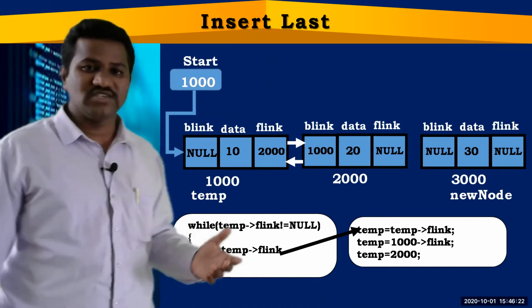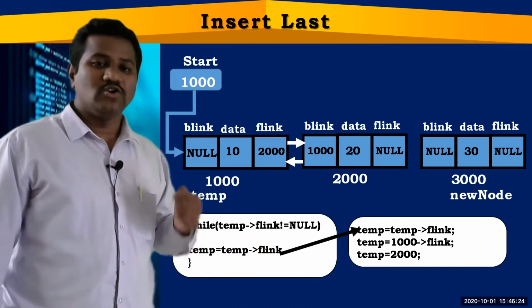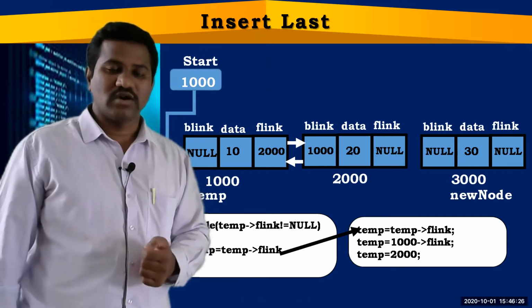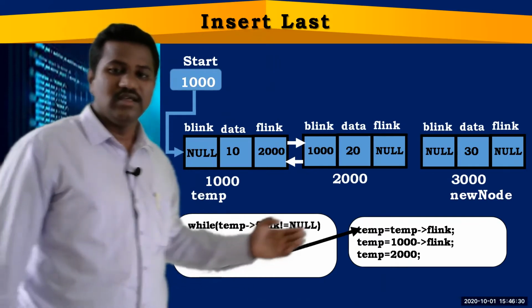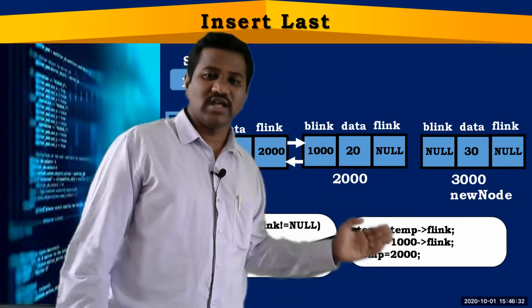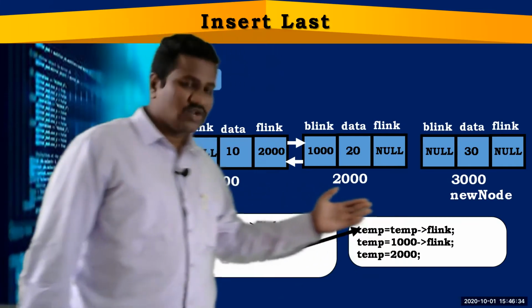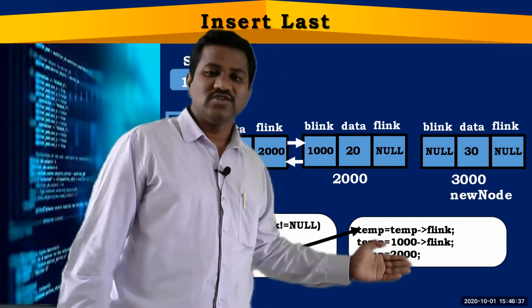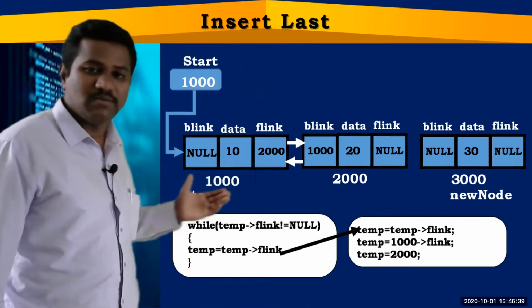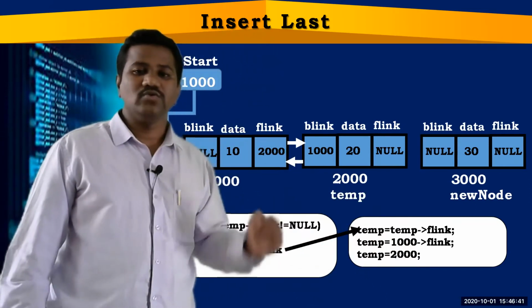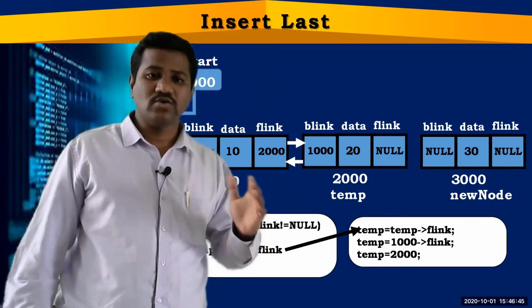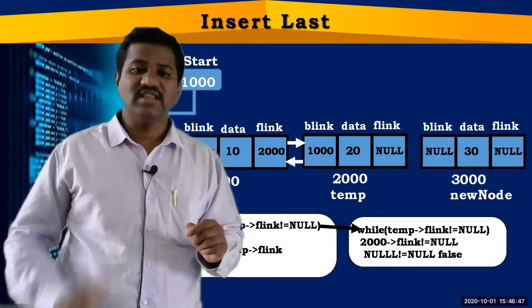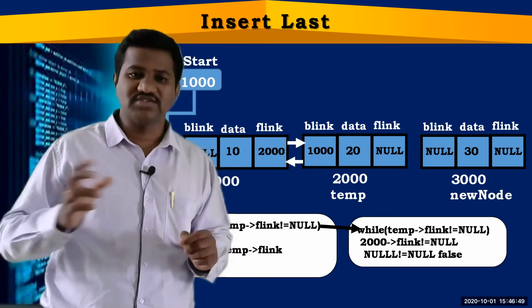And what is the purpose of this instruction? You already know, it makes us move from the current node to the next node. And how are we moving? Temp is assigned with temp arrow forward link. Temp contains 1000, and 1000 forward link means 2000. So 2000 has been stored in temp. So temp moves from the 1000 node to the 2000 node. After moving temp from the 1000 node to the 2000 node, we need to check whether this 2000 node is the last node in the list or not.